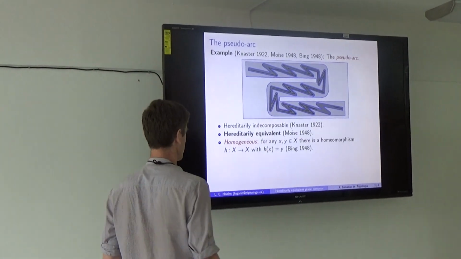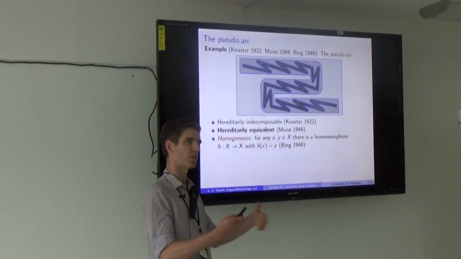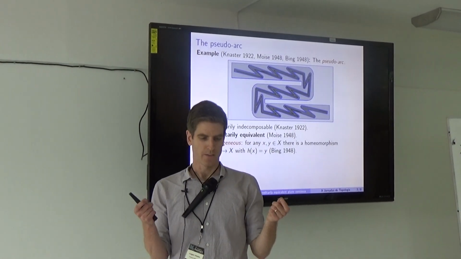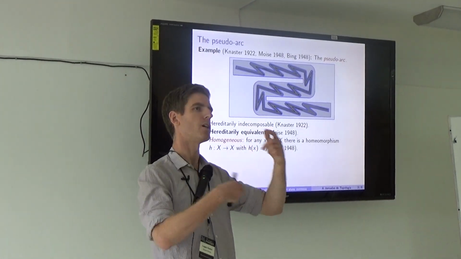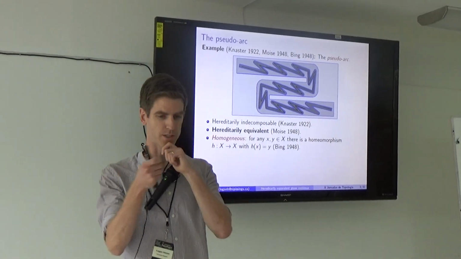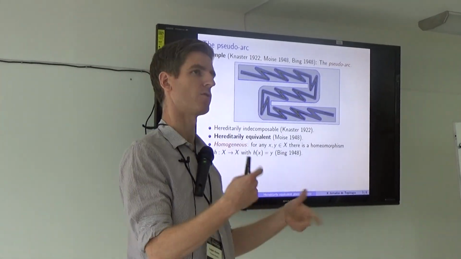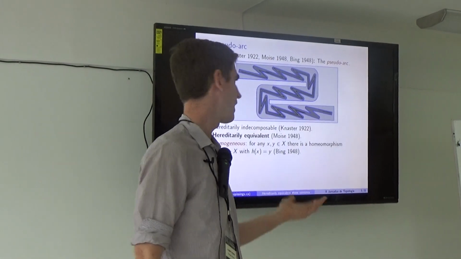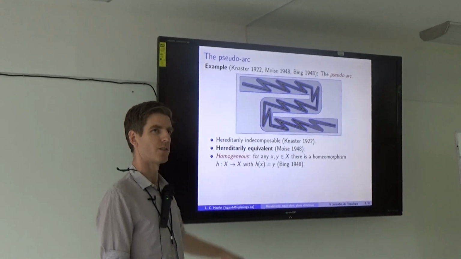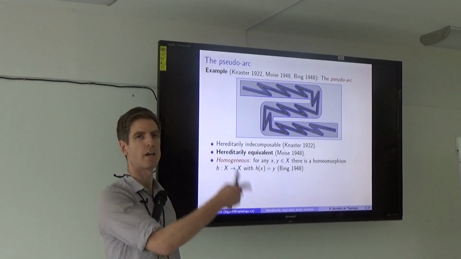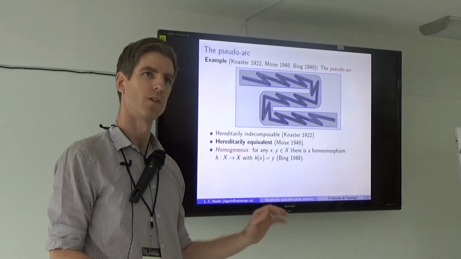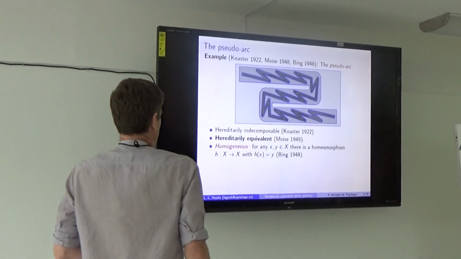So homogeneous means that it's totally symmetric in the following sense. If you took any 2 points in that pseudo-arc, then there's a homeomorphism of the pseudo-arc onto itself, taking the first point to the second. So all points are topologically indistinguishable within the pseudo-arc. Okay. Other familiar spaces with this property of being homogeneous are, say, the circle, or in general any connected manifold, topological groups, this kind of thing.